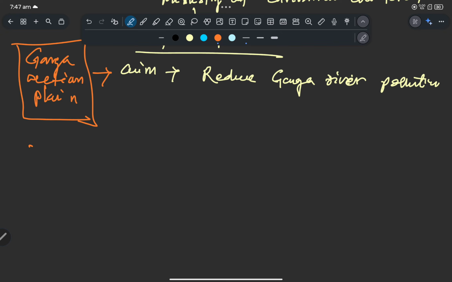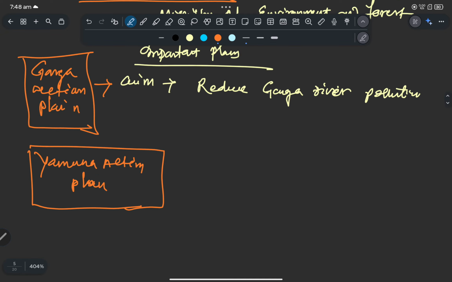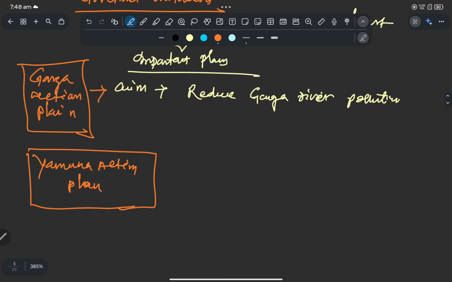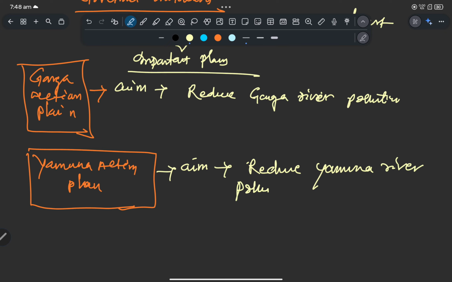Now next is Yamuna action plan. Okay, and what is the aim of this one? Its aim is to reduce Yamuna river pollution.